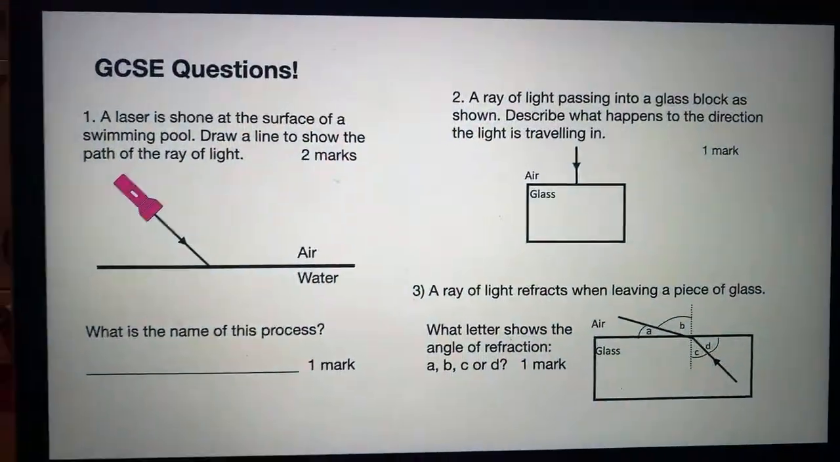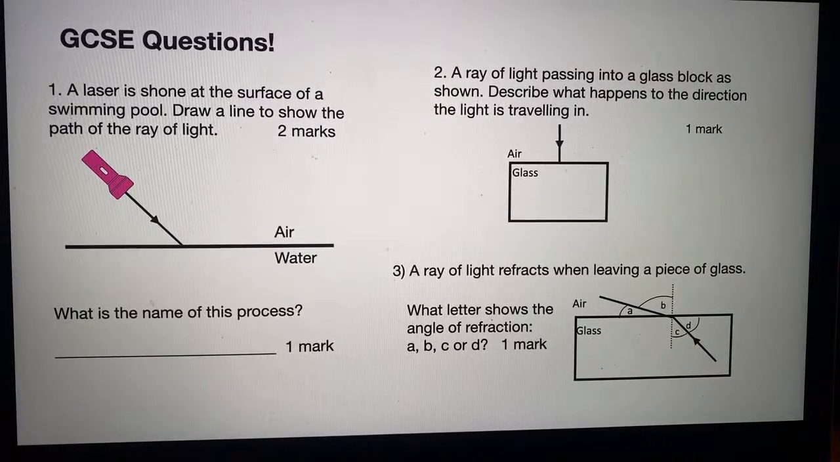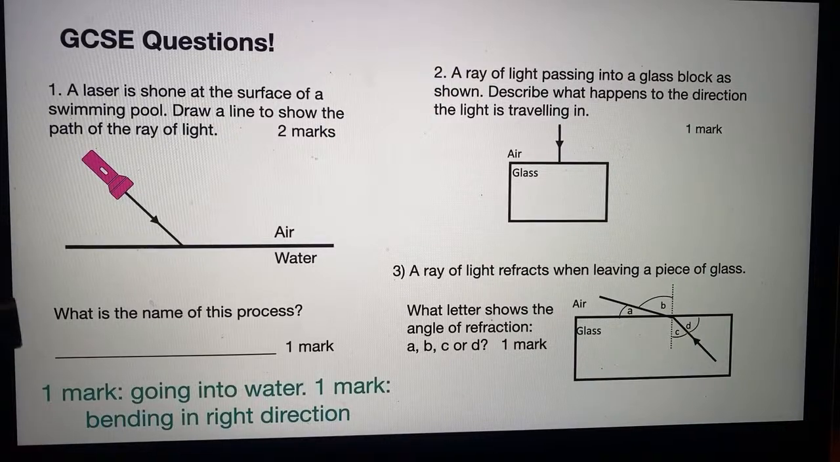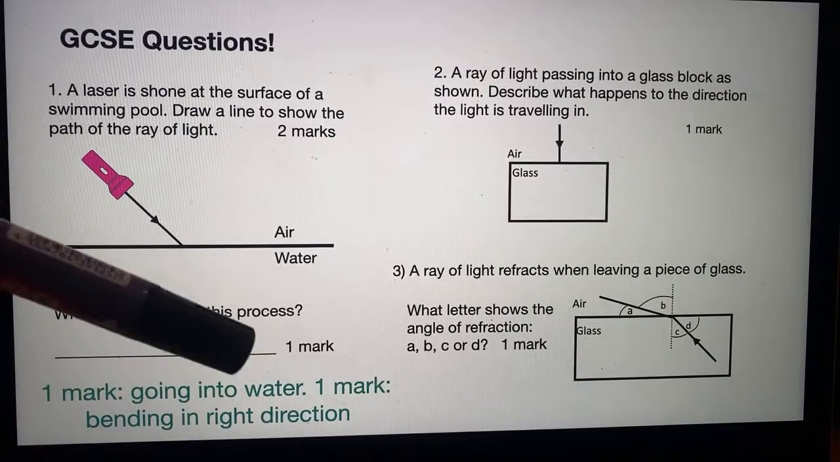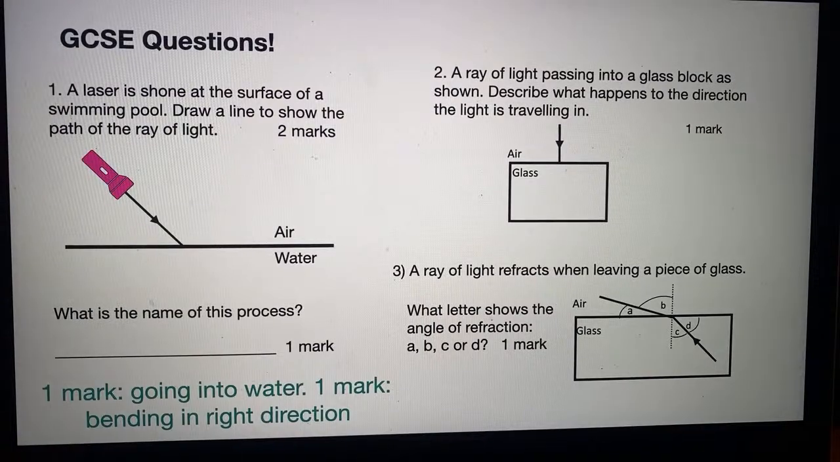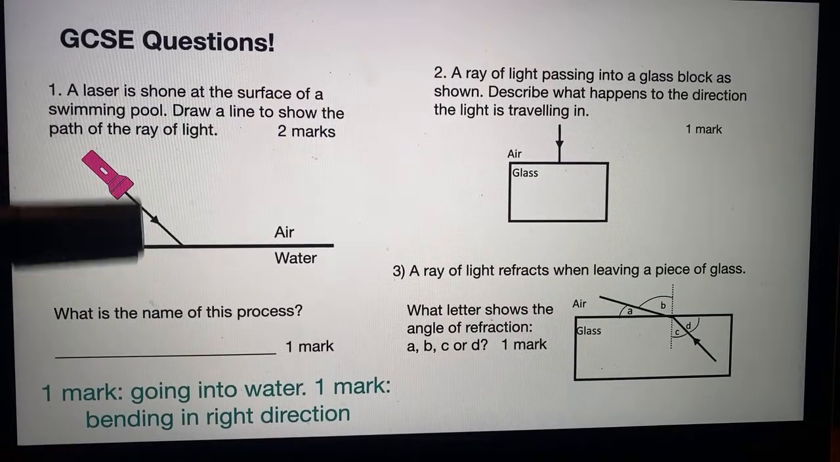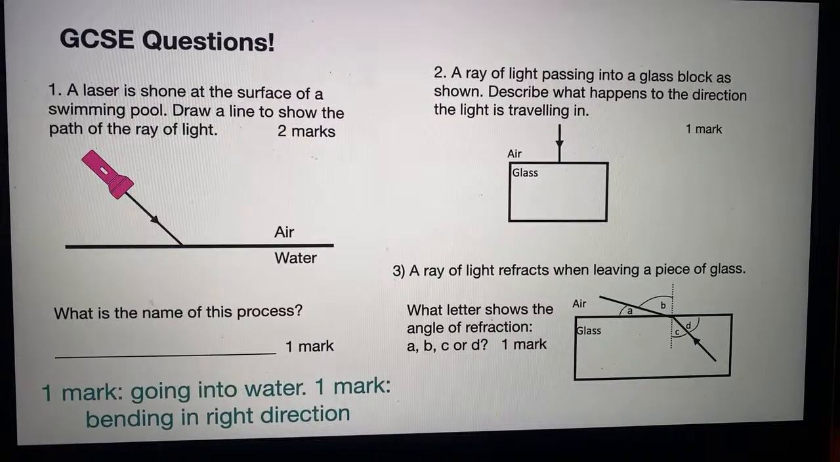Well, this was a much easier question at the end of the lesson, and the answer is refraction. Once we've done diffraction as well, then that might get a little bit harder. But yeah, the name of the process was refraction. So you got 1 mark for showing it going into the water and 1 mark for it bending in the right direction. You get another mark for saying that is refraction happening, light bending because it's slowing down or speeding up.